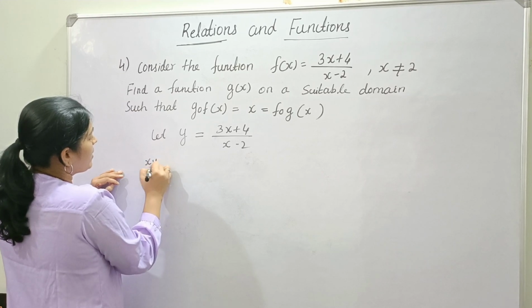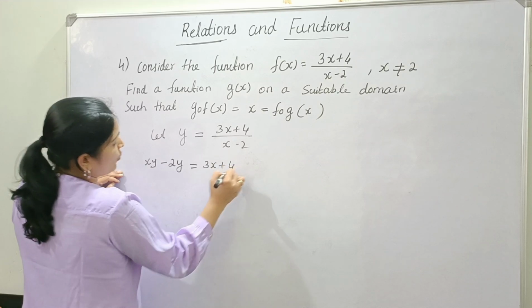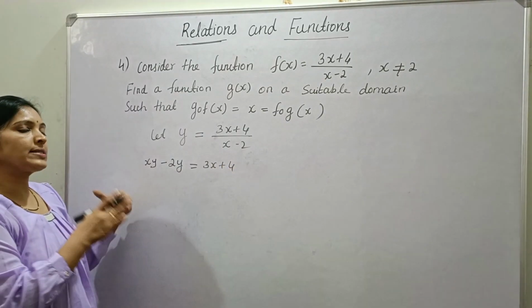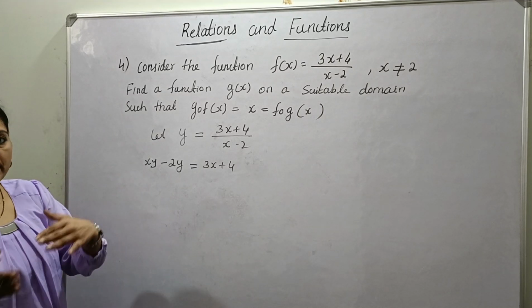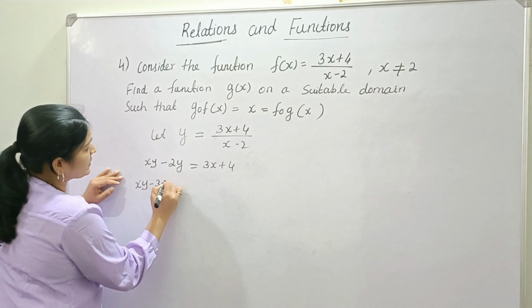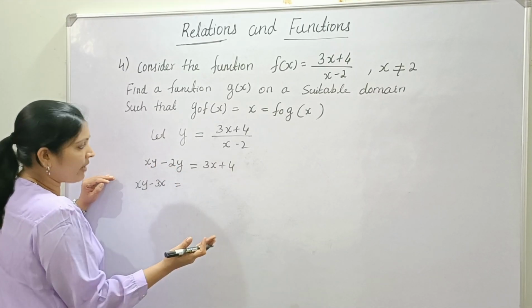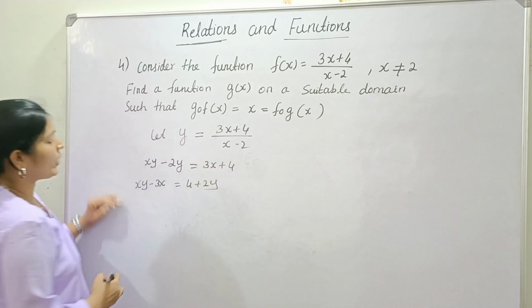So xy minus 2y is equal to 3x plus 4. Here we have to make x the subject, that is x is equal to something. So take all the x terms to the left side. It will become xy minus 3x is equal to, and take all the y terms to the right side, so 4 plus 2y.